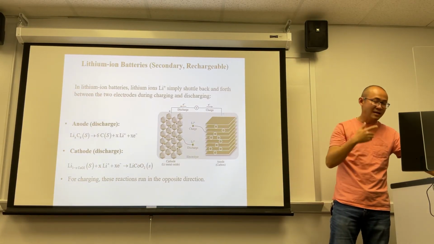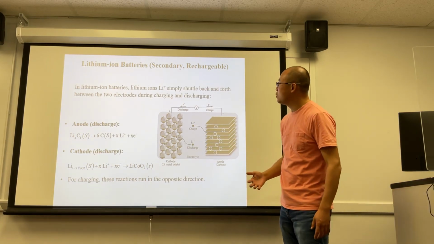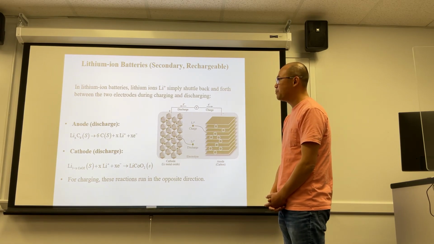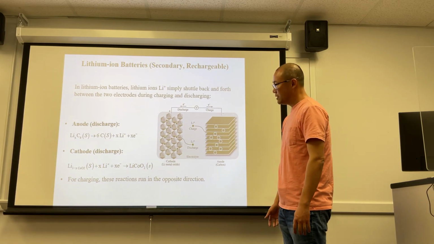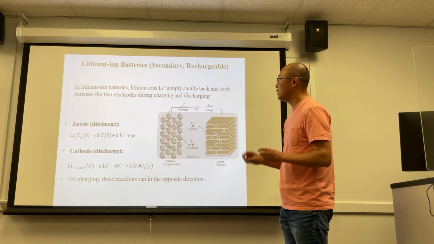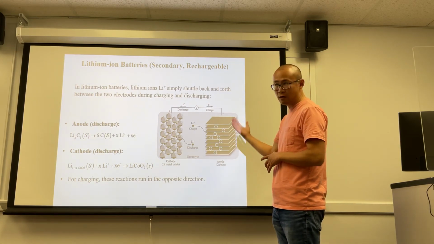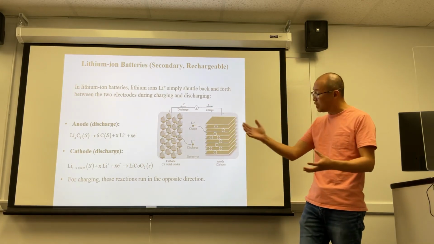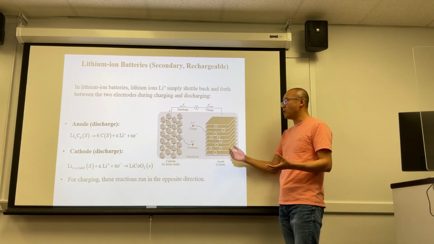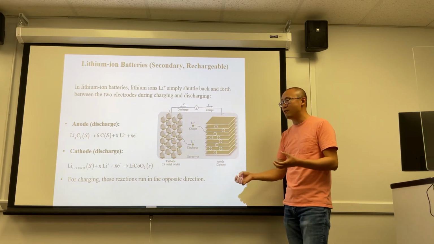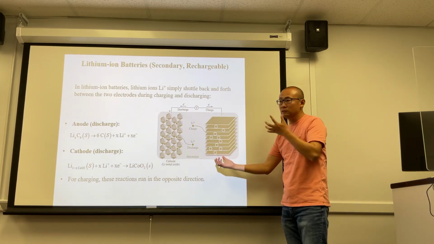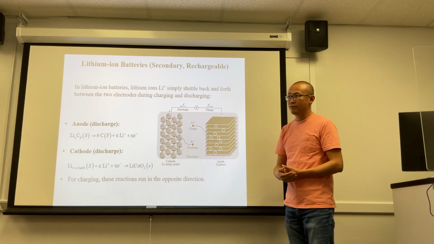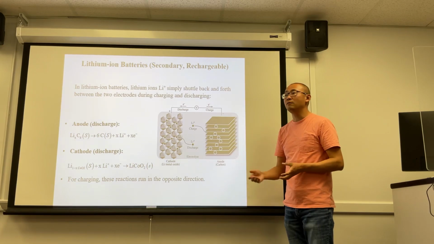Okay, the last one I want to introduce here is the one used in our cell phones. It's called the lithium-ion battery, which is basically based on lithium. Later on, we're going to study why lithium batteries become more and more popular. Not only are they used in portable devices like cell phones and iPads, they're actually used in vehicles. The Tesla battery is a lithium-ion or lithium polymer battery.